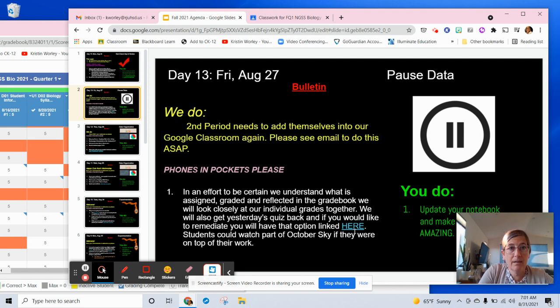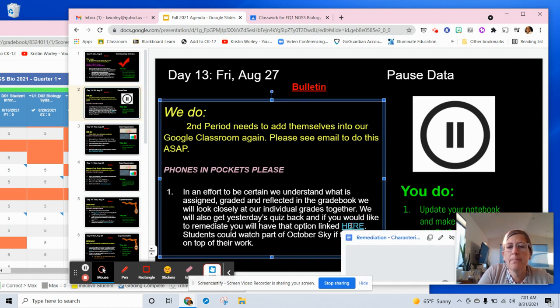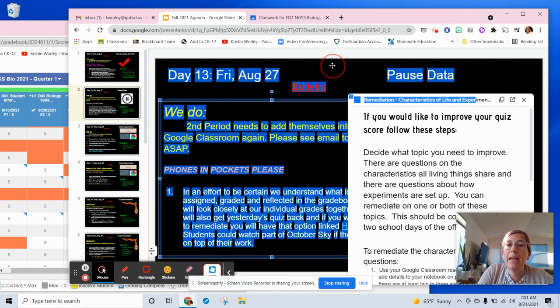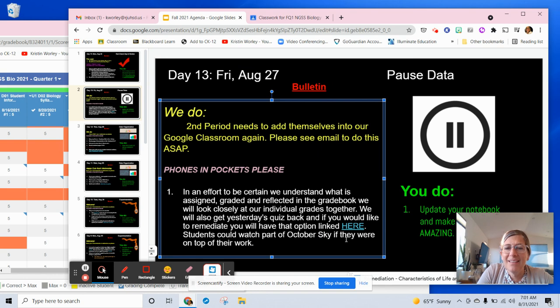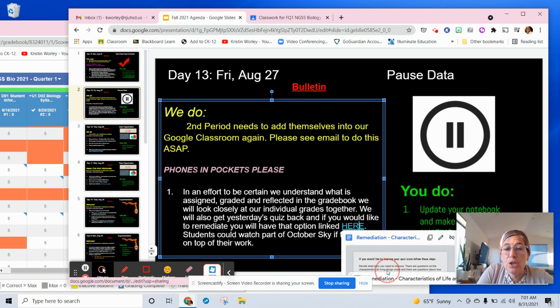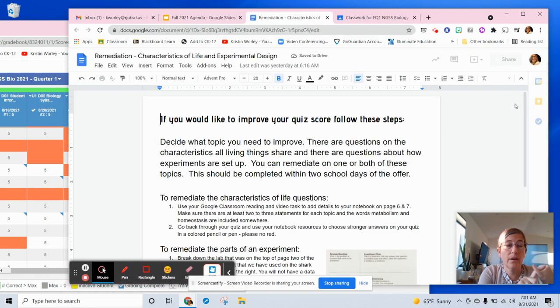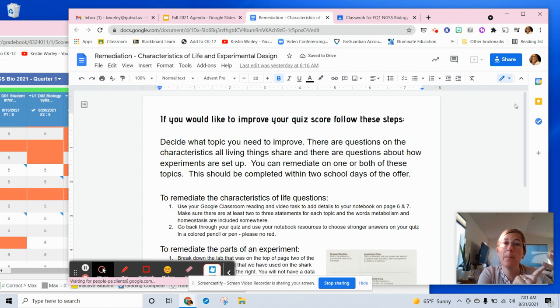It has to be done by Wednesday, so by Wednesday before your testing time. So if you click this open, you'll actually get to your remediation task. It'll tell you that you can remediate either portion of this test. You can remediate the characteristics of life questions, or you can remediate the experimental design questions, or you can remediate both, and you can earn points back to that test. You can remediate your grade all the way up into a proficient level, which is a middle B, but we won't go higher than a middle B on remediation work.